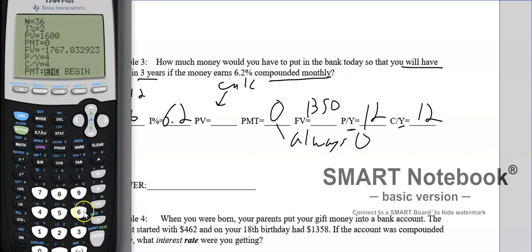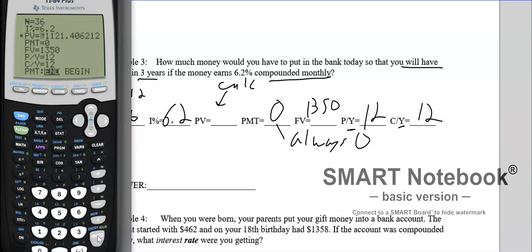Okay, so interest is 6.2. Present value, we just skip that. Don't clear it out. If you clear it out, it won't let you go on. So just leave that alone for right now. Payment, we're leaving 0. Future value, we're going to put in 1350. Present value, we're going to change to 12. And again, as soon as we do that, boom, CY changes also. So we're going to go up to present value and hit alpha or green, enter.